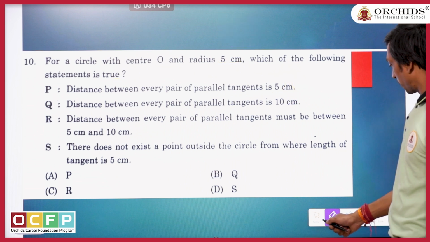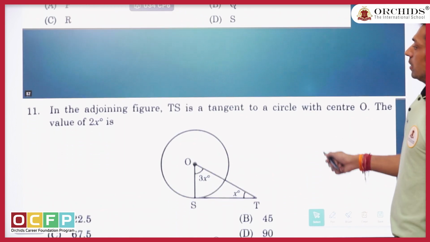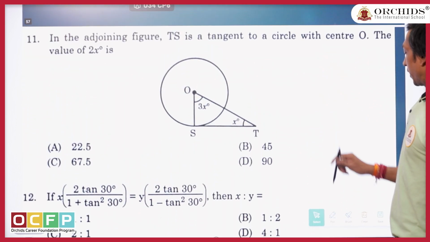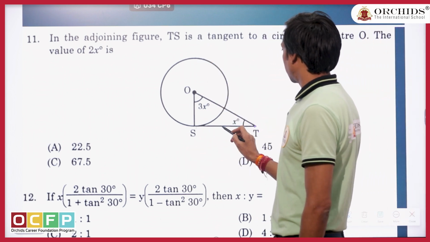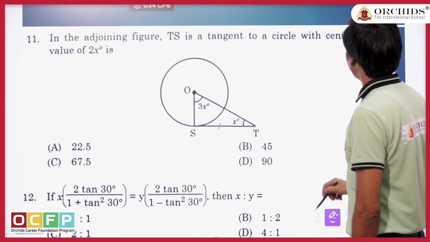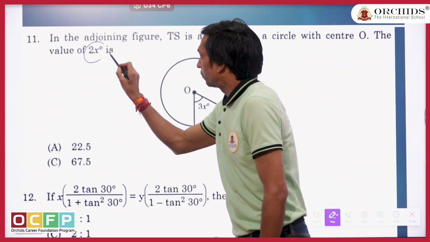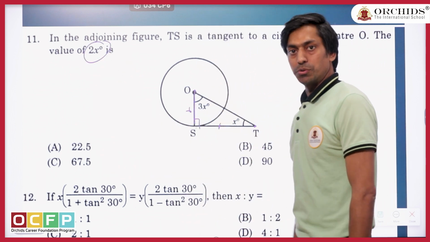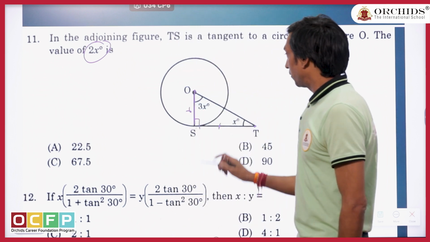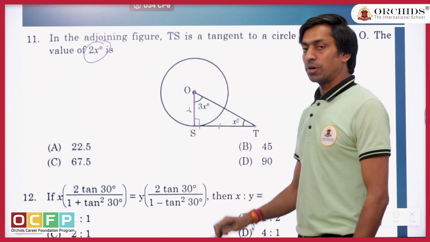So let's check the next problem. The next question is, in the adjoining figure, TS is given as a tangent to the circle with center O. We have to find the value of 2x. If this is the center O, that means this is what? Radius, and the radius is perpendicular to the tangent. We got a right angle triangle.